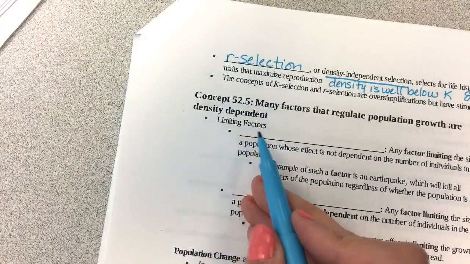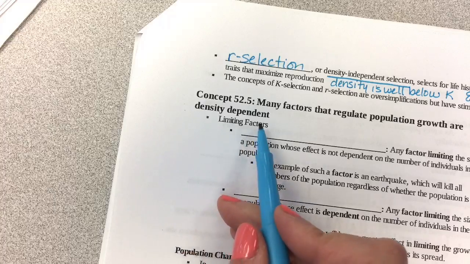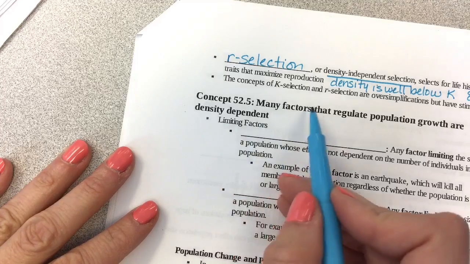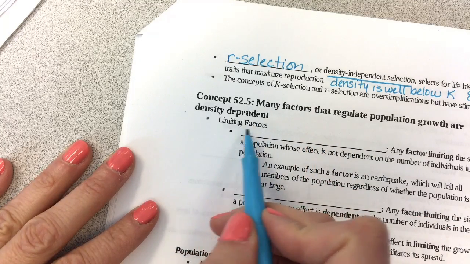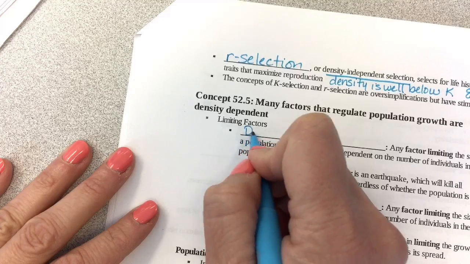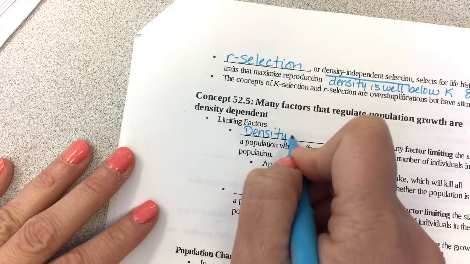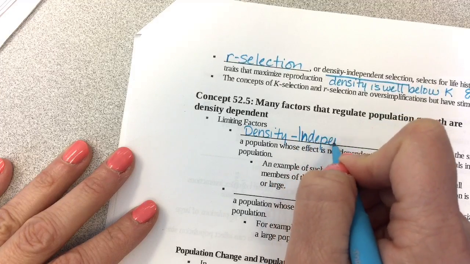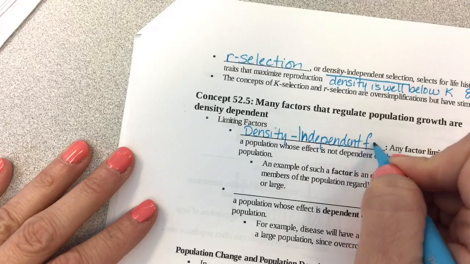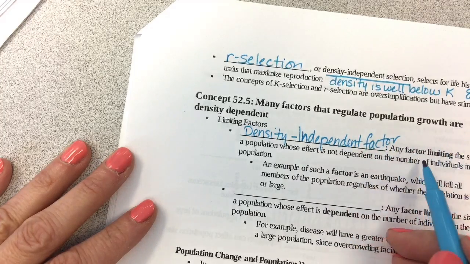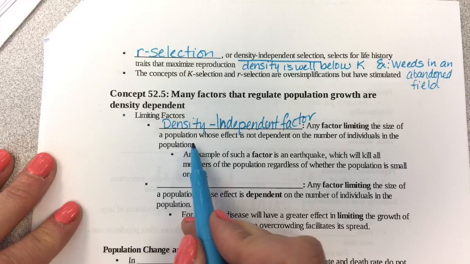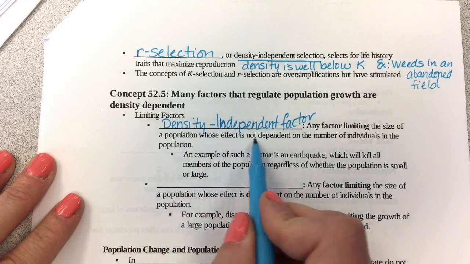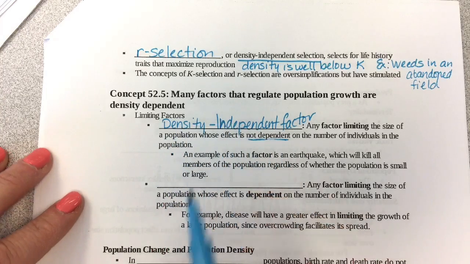Okay, so many factors that regulate population growth are what we call density dependent, dependent upon the density. So what factors regulate or can limit population growth? Limiting factors. We have density-independent factors. Any factor limiting the size of a population whose effect is not dependent on the number of individuals in the population. So it's not dependent, hence density independent.